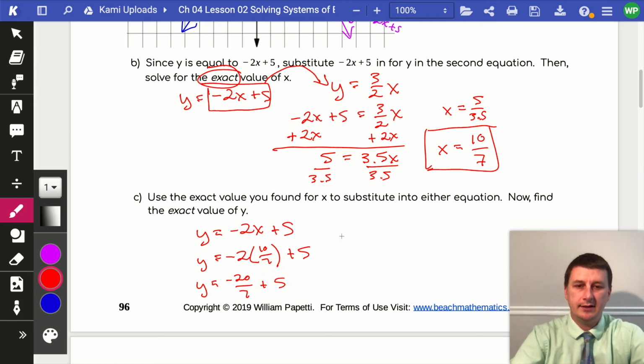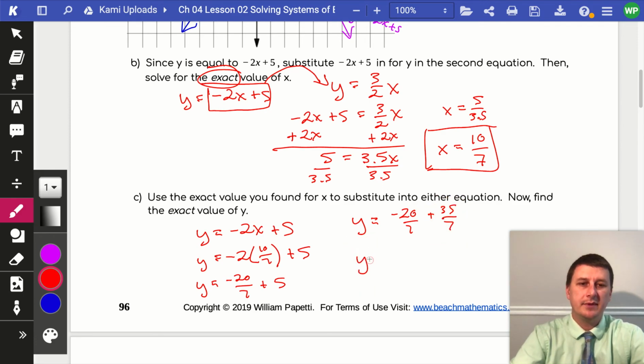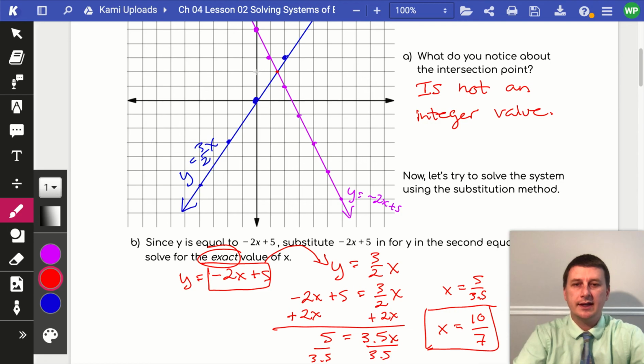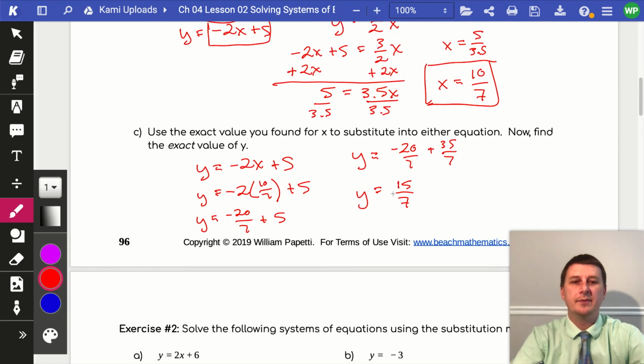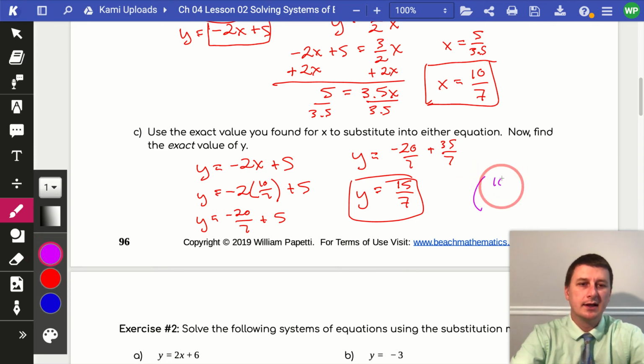And if I want to do that in my calculator, I'm going to get y is negative 20 over 7 plus 5. To get that, 5 is going to be 35 over 7. And that's going to give me a solution of 15 over 7. So again, you might have looked at this graph and seen that, oh, it looks like it's at exactly 2, but this is not at exactly 2. This is actually a little bit larger than 2. So the solution to this system that we would have never guessed from looking at that graph was 10 over 7, comma 15 over 7.